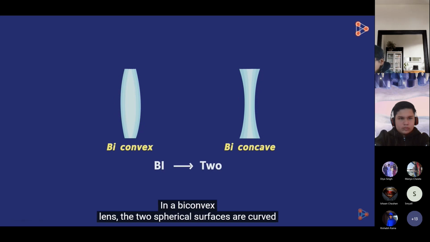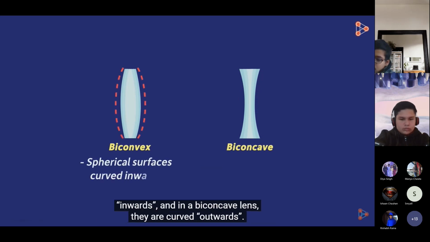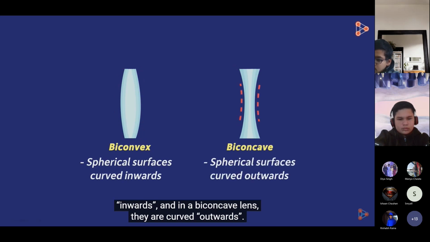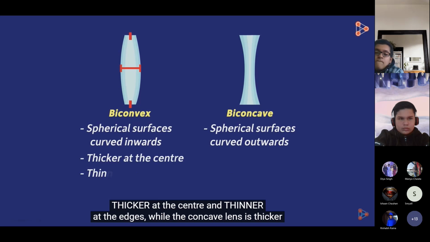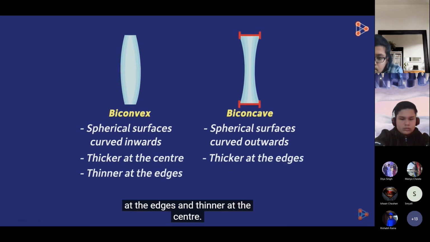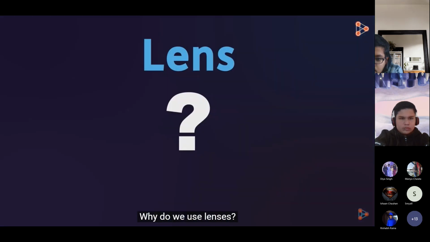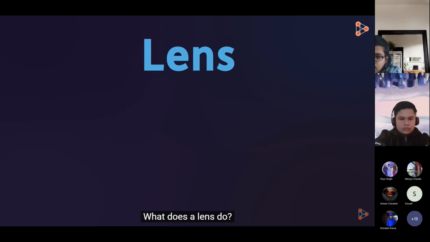It means two. In a biconvex lens, the two spherical surfaces are curved inwards, and in a biconcave lens, they are curved outwards. One more way to distinguish between a convex and a concave lens is that a convex lens is thicker at the center and thinner at the edges, while the concave lens is thicker at the edges and thinner at the center. Why do we use lenses? What does a lens do?